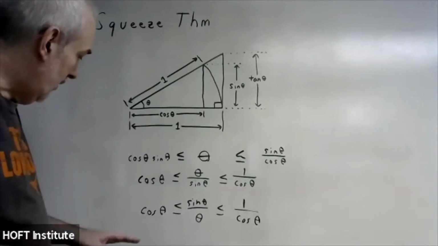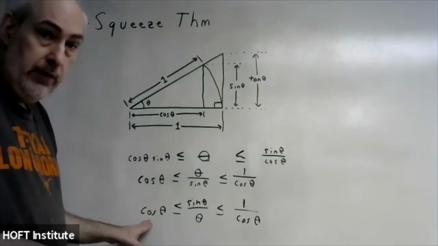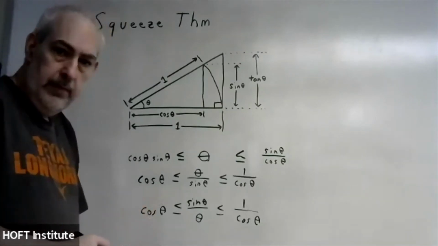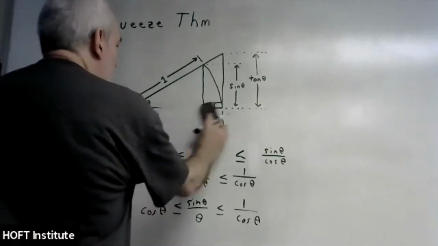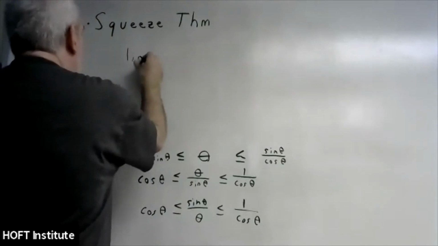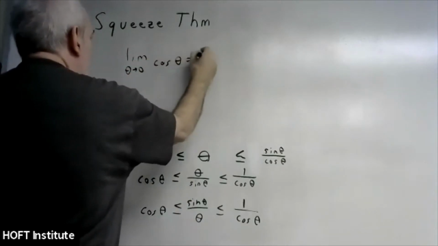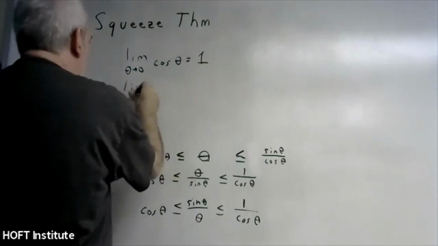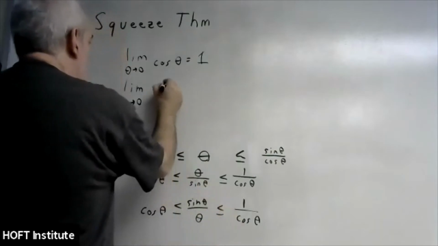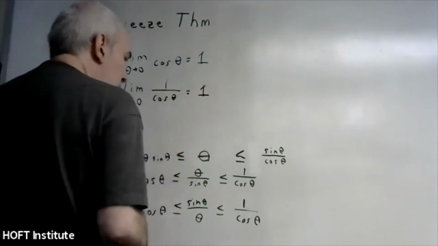Now, let's think about the limit as theta approaches 0 of cosine of theta. Well, cosine of 0 is 1. Let me erase the diagram and use the area of the chalkboard up here. So the limit as theta approaches 0 of cosine of theta is 1. And if we look at the limit as theta goes to 0 of 1 over cosine, we get 1 over 1, which is also 1.